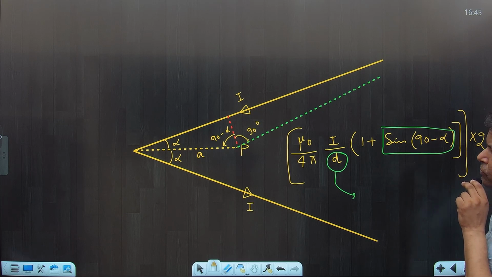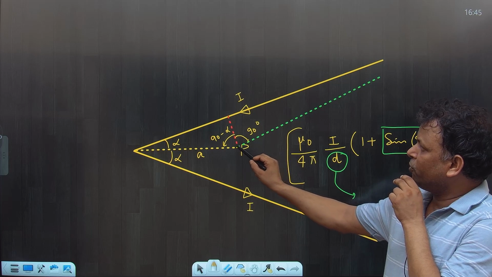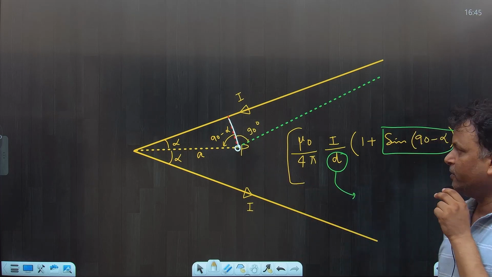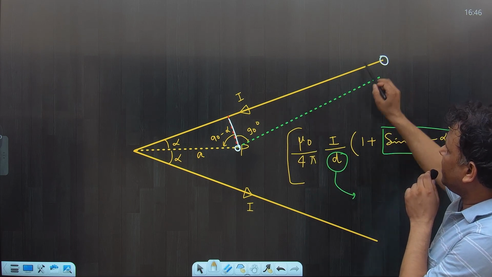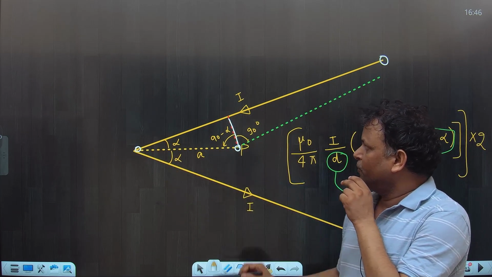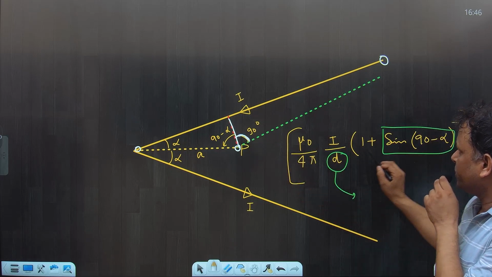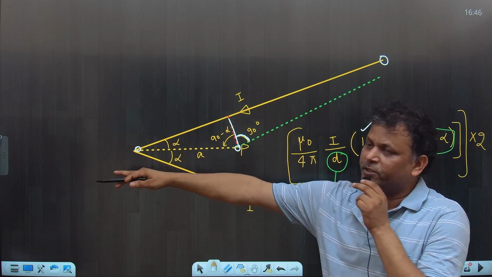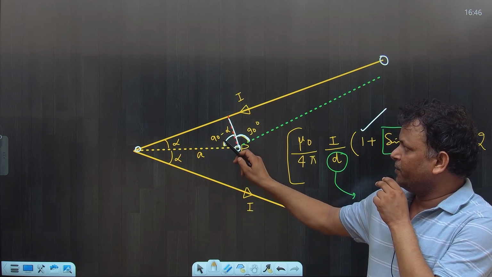So what should we do? We find B1, right? We should draw a perpendicular from P to that conductor. This is the perpendicular, right? You write the formula mu naught by 4 pi, I by d, sin alpha plus sin beta. You see, this end is on this side, this end is on the opposite side. This end is making an angle of 90 degrees with the perpendicular. So sin 90 is 1, plus this end is on the opposite side, so obviously it will be positive also. So this end is making an angle of 90 minus alpha.